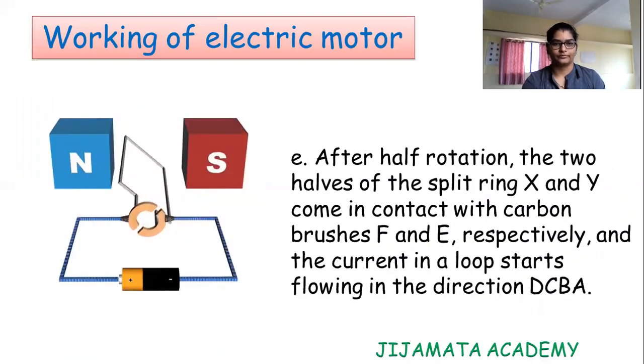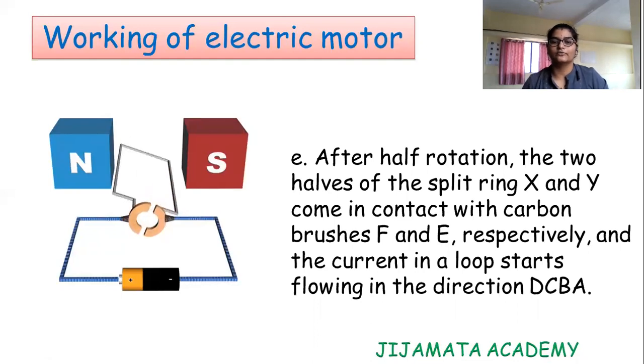After half rotation, that is after the loop reaches point D, the two halves of the split ring X and Y come in contact with the carbon brushes E and F respectively. So after every half rotation, as we can see in the picture, the split rings come in contact with the stationary carbon brushes, and the current in the loop starts flowing in the opposite direction. Because of the contact between these carbon brushes and split rings, current reverses its direction of flow.